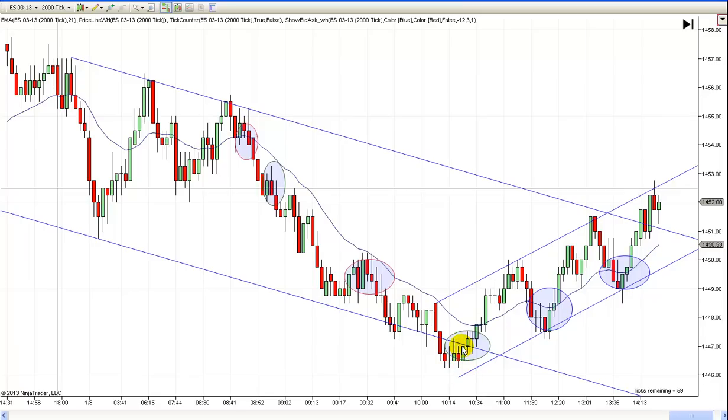But when that reversed and closed on the high, you definitely wanted to consider going long there. And again, it could have turned out just like this one. You could have gotten trapped, and it almost looked like it was going to reverse, but when it couldn't here, it continued higher.